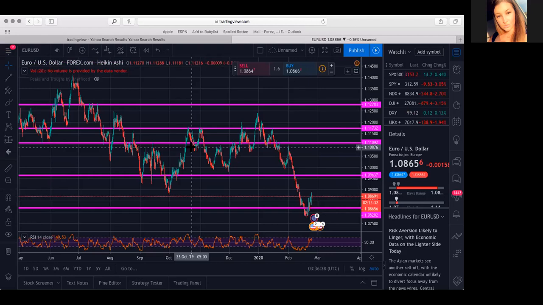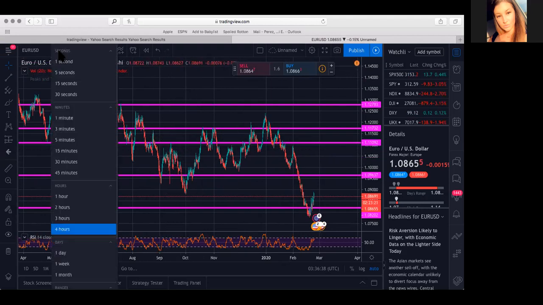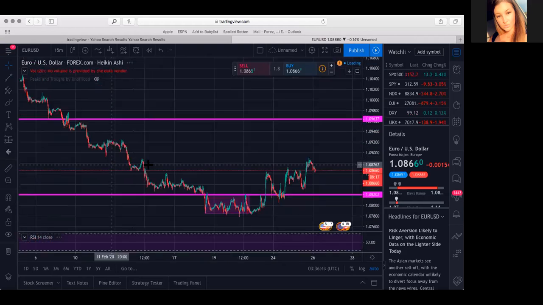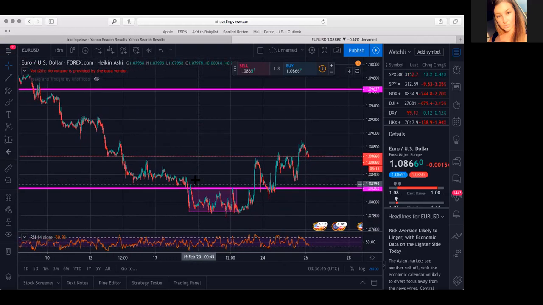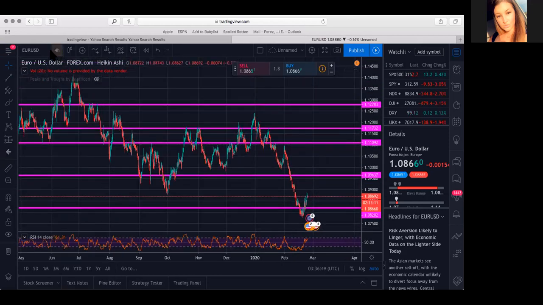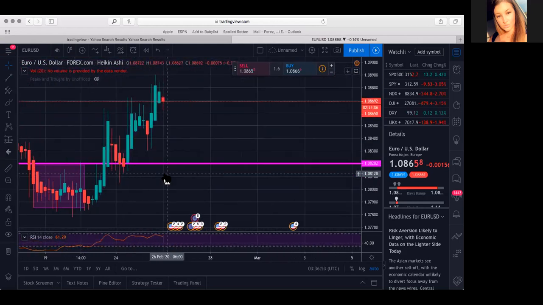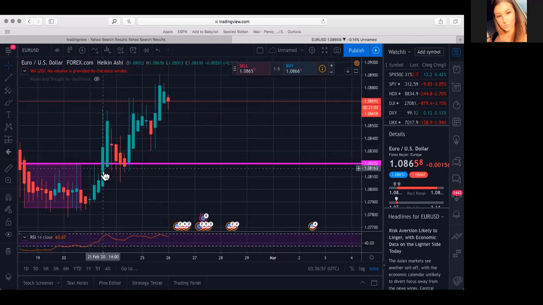Okay. So here is the euro versus the United States dollar. And here's the chart, and it's on 4 hours. So you can change it to anything you want. I could look at what it is doing in terms of 15 minutes, or what it is doing in terms of 4 hours. So basically when I'm on the 4 hour chart, every little candlestick right here is 4 hours.